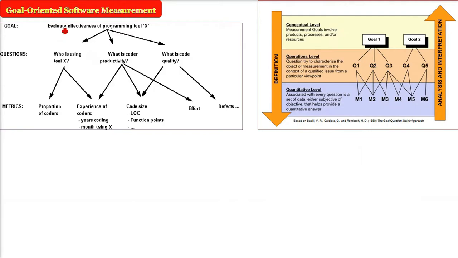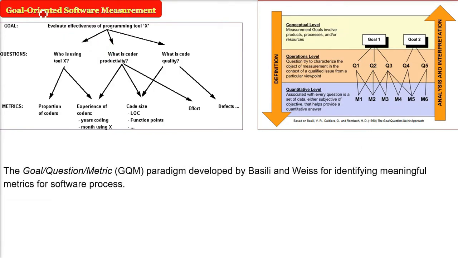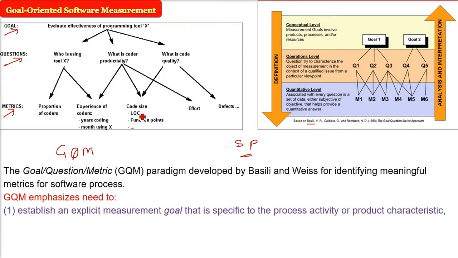Goal-oriented software measurement. The name suggests there needs to be a goal. We are calling it GQM. G is for goal. On the basis of the goal, there will be certain questions. And on the basis of these questions, the answers will tell you the metric. This GQM paradigm was developed by Basili and others for identifying the meaningful metrics for software processes. For software processes, what will be a proper way for this software measurement?